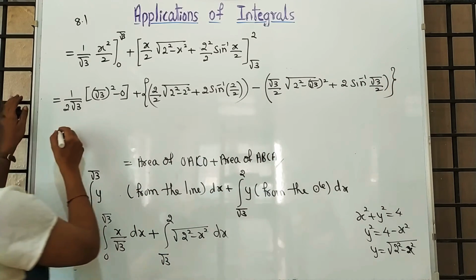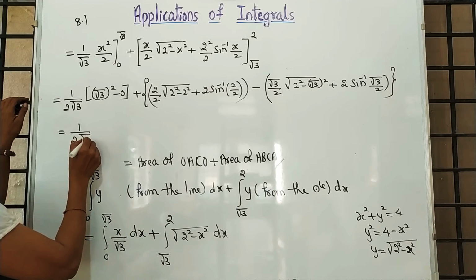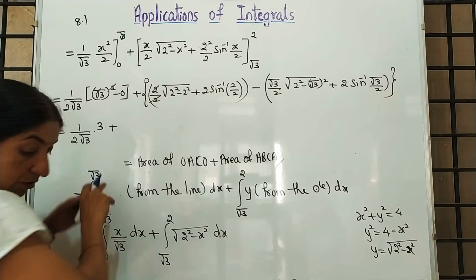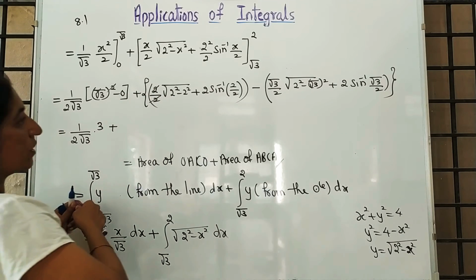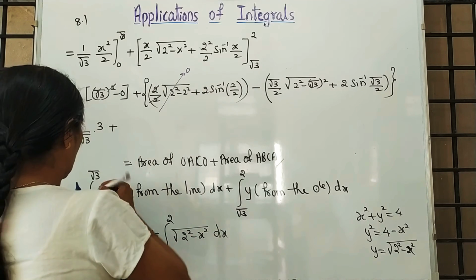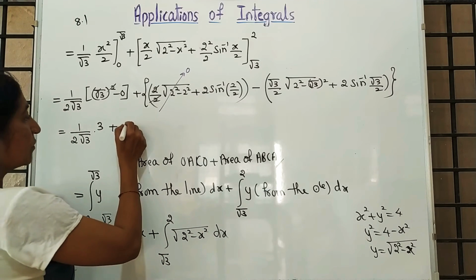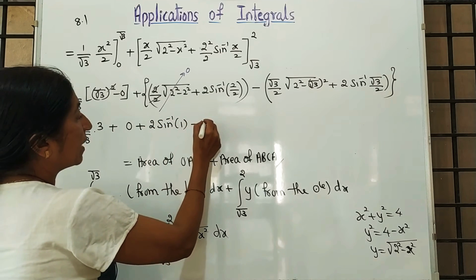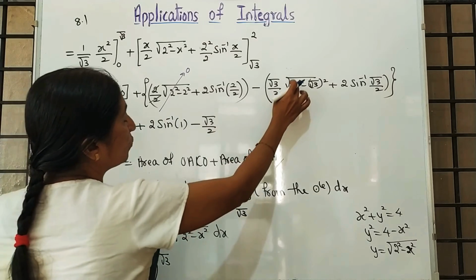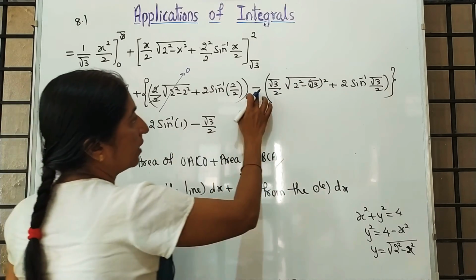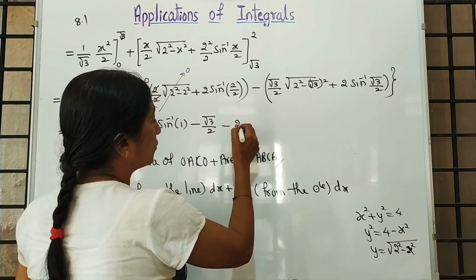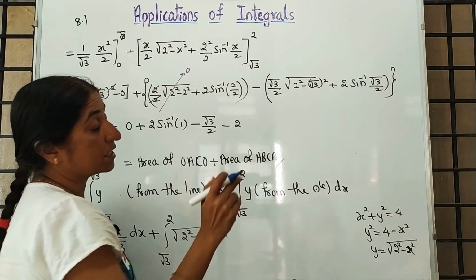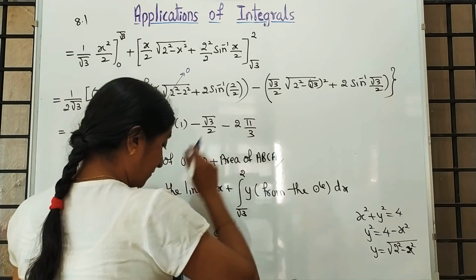Here 1/(2√3) into 3. The square root and square cancel, 2 and 2 cancel. This value is 0, since 2² minus 2² is 0. So 0 plus 2 sin⁻¹(1), minus √3/2 times √(4 − 3) which is 1, and it is minus, taking the minus inside, minus 2 sin⁻¹(√3/2). What is sin⁻¹(√3/2)? 60 degrees. 60 degrees is π/3.